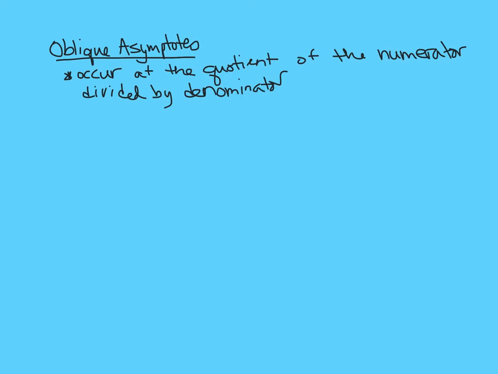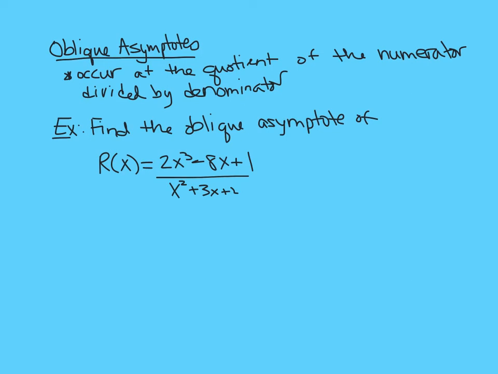So we're going to do an example of oblique asymptotes. These are going to occur at the quotient of the numerator divided by the denominator. By the way, you do not need to worry about the remainder. You're only going to be looking at the quotient portion of it. So let's go ahead and do an example. This is the one that I gave you in the previous thing with the horizontal asymptotes. And the way that we're going to find this is by polynomial long division.